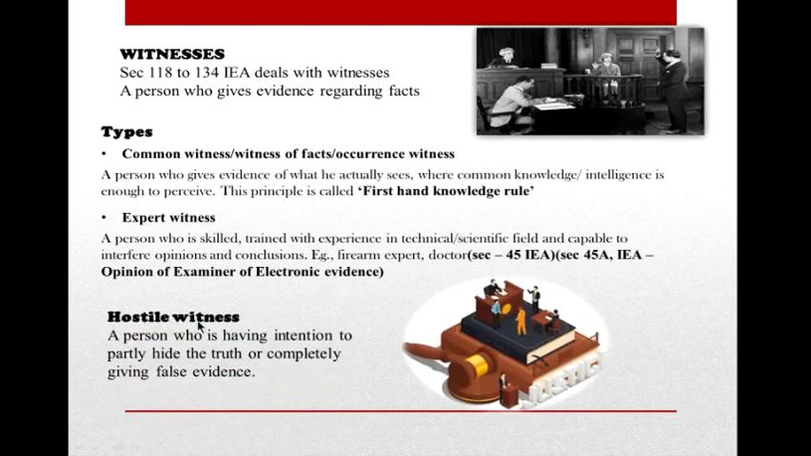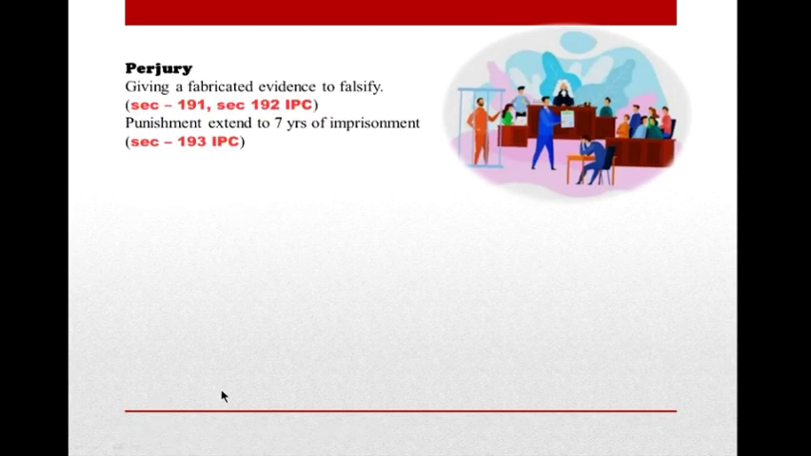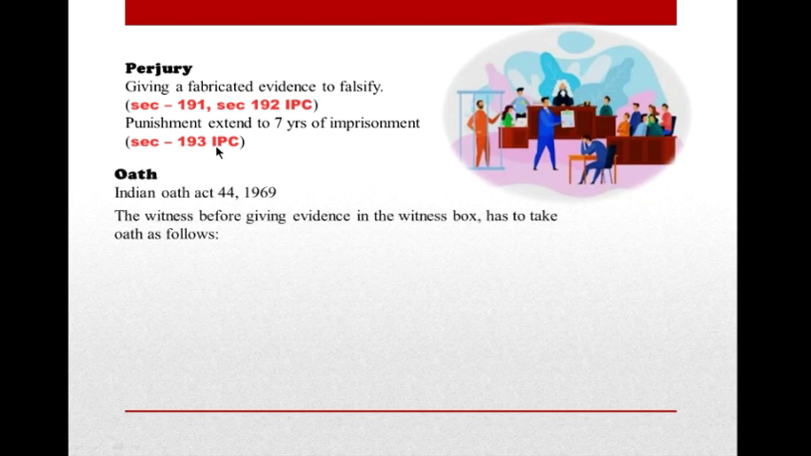Who is a hostile witness? A person who tries to modify the evidence and gives partially false evidence or completely false evidence is a hostile witness, which is punishable under Section 191 IPC. That is perjury, like giving fabricated evidence to falsify. Under Sections 191 and 192 IPC, it is an offense, and they are punishable up to 7 years of imprisonment under Section 193 IPC.